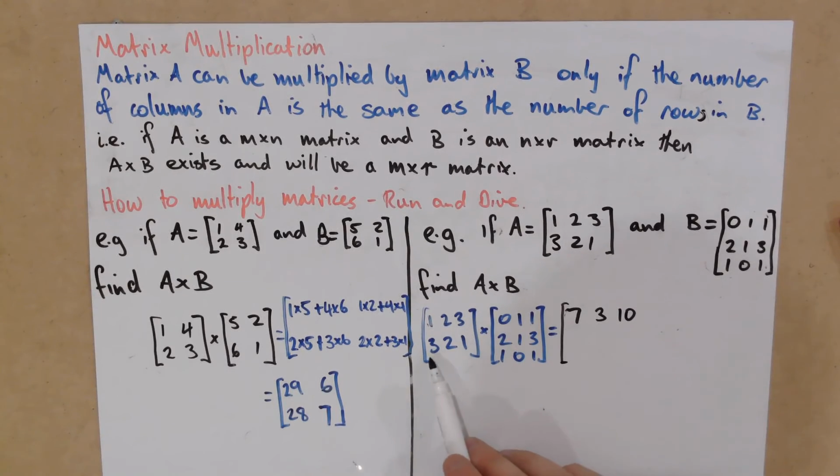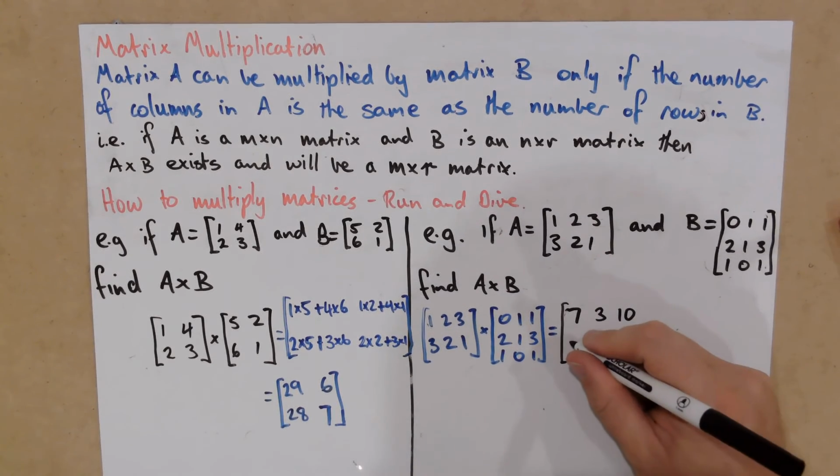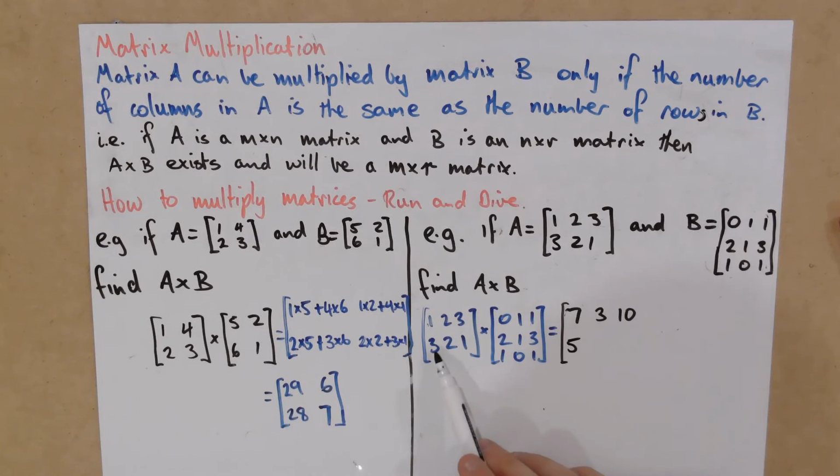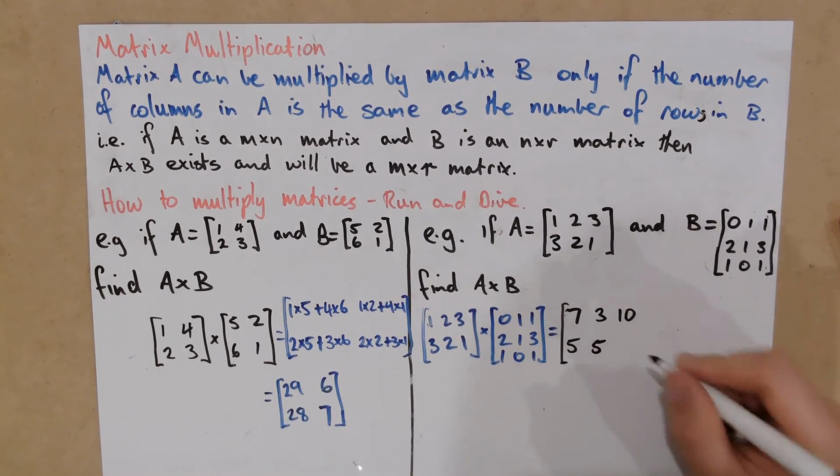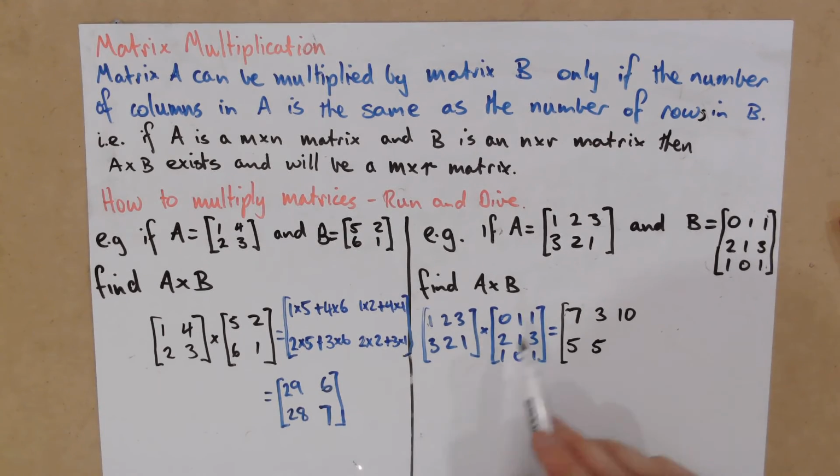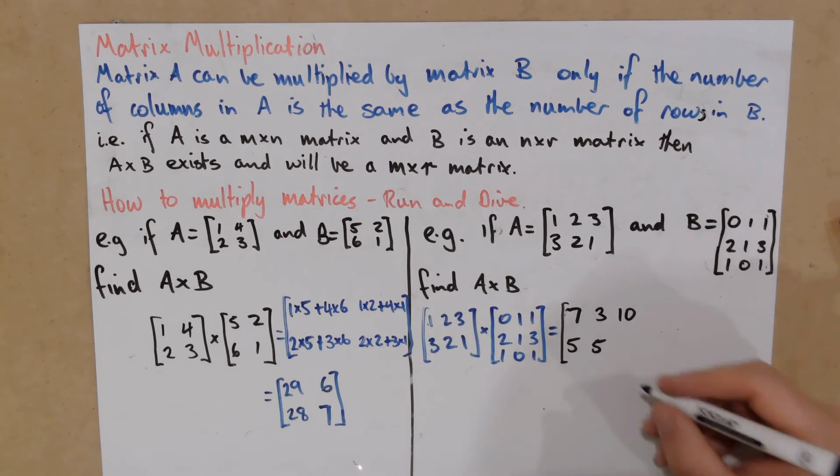Okay, now we'll move on to our second row, so we're going to run, dive, run, dive, run, dive. So 3 times 0 is 0, 2 times 2 is 4, 1 times 1 is 1, so 4 plus 1 is 5. Move on to our same row, second column. 3 times 1 is 3, 2 times 1 is 2, so we're at 5, 1 times 0 doesn't add anything, so we're 5 again. Okay, and last one, run, dive. 3 times 1 is 3, 2 times 3 is 6, so we're at 9, plus 1 times 1 gives us 10.